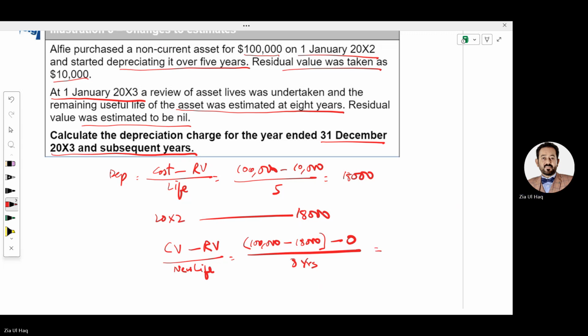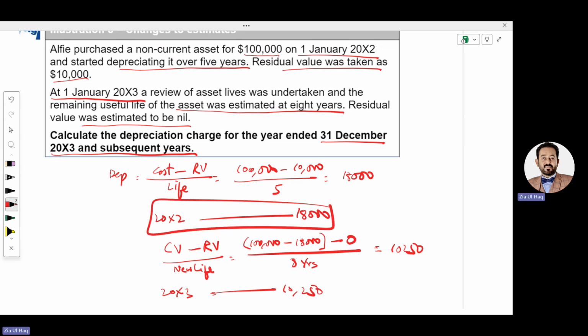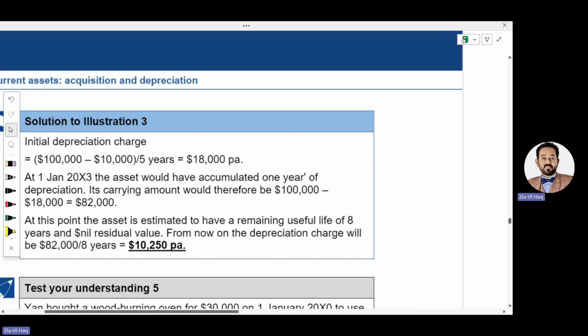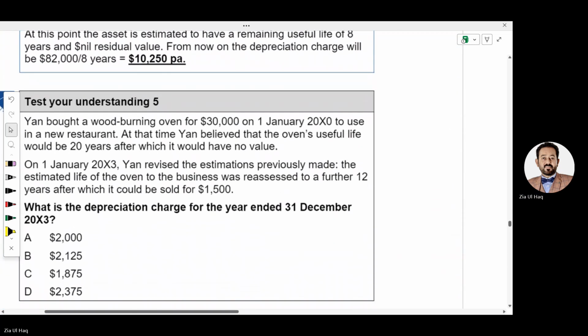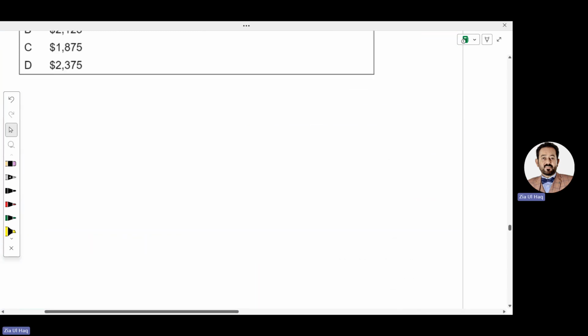What's the value? 82,000 over 8 years, 10,250. 10,250 is the depreciation for 20x3. This is for 20x2 and this is for 20x3. Can you understand this? Now I think 10,250 we have calculated. Now the last question and then finish.